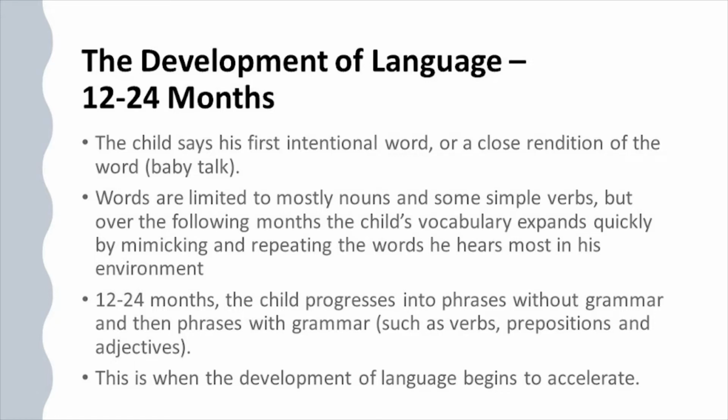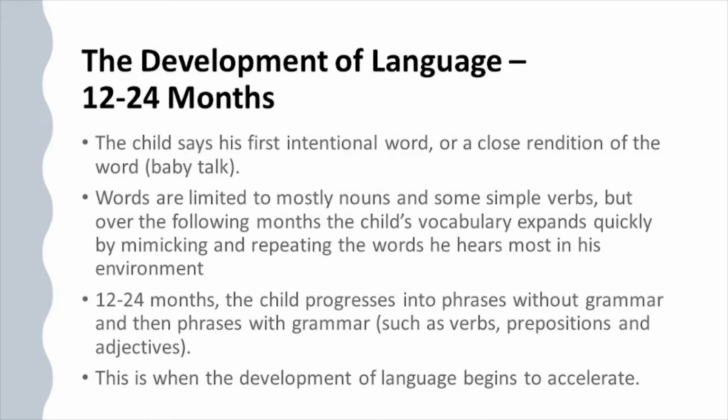And then words are limited to mostly nouns and some simple verbs, but over the following months, the child's vocabulary expands quickly by mimicking and repeating the words he hears most in his environment. So when the child is at this age learning words, it's going to be nouns. It's going to be a lot of couch, dog, cat, mom, dad, water, milk, bottle, right? All of those things, all those nouns. So don't expect them to have a lot of verbs or anything like that.